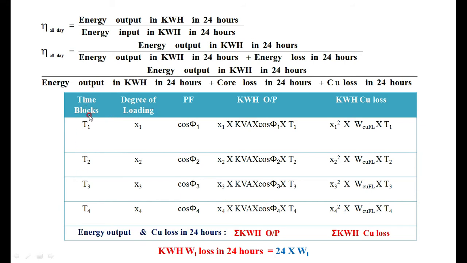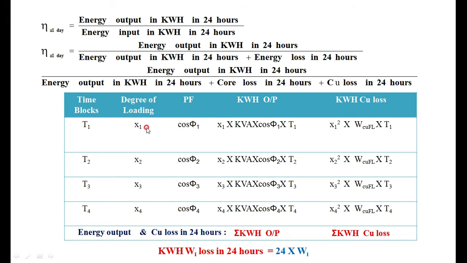Here I am taking 4 time blocks T1, T2, T3 and T4. In the first time block, the loading of the transformer is X1, and in the T2 time block, the loading of the transformer is X2. Similarly, at T3 it is X3 and at T4 it is X4. These are the loadings of the transformer. And in these time periods, I have different power factors, that is cos phi 1, cos phi 2, cos phi 3 and cos phi 4. These are the corresponding power factors of the load in that particular time interval.